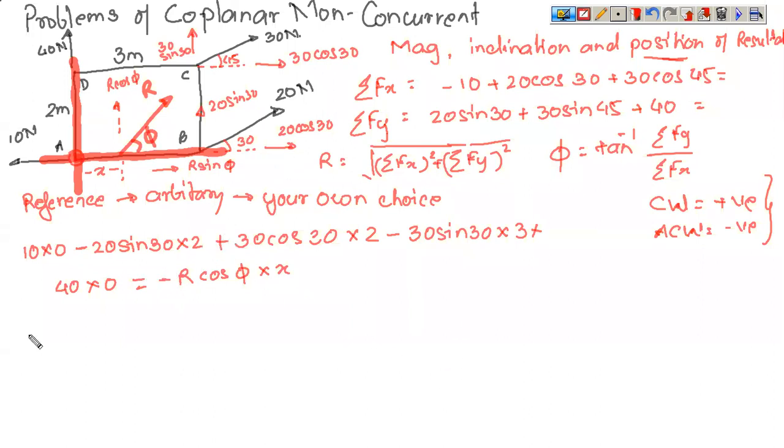In this entire process, x is unknown, and you can solve and find x. If you solve it, you will get the value of x, because R and phi are previously known to you. If x comes out to be positive, that means your location is correct. If the value of x comes out to be negative, that means it will be on the other side of A.